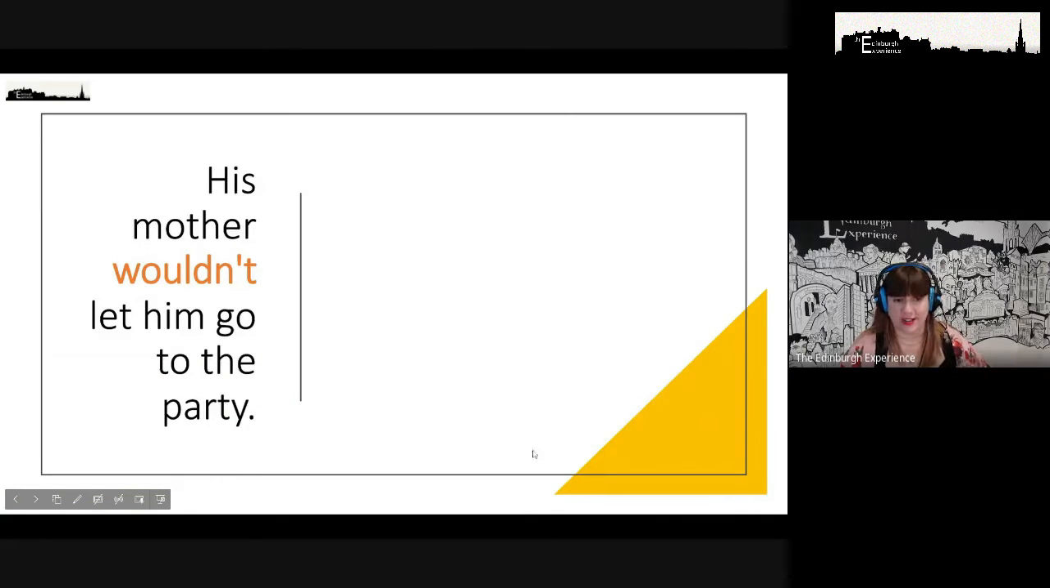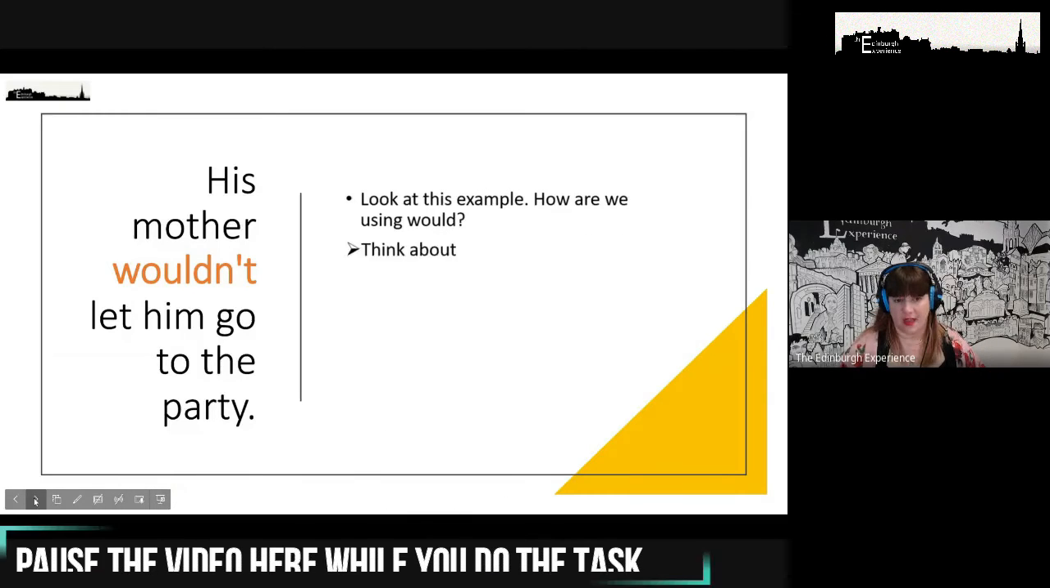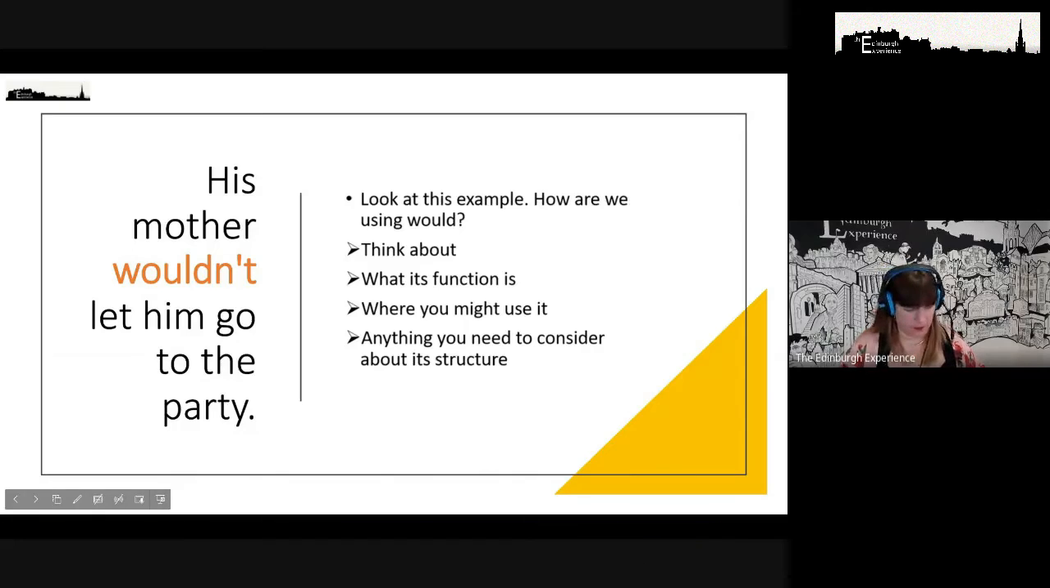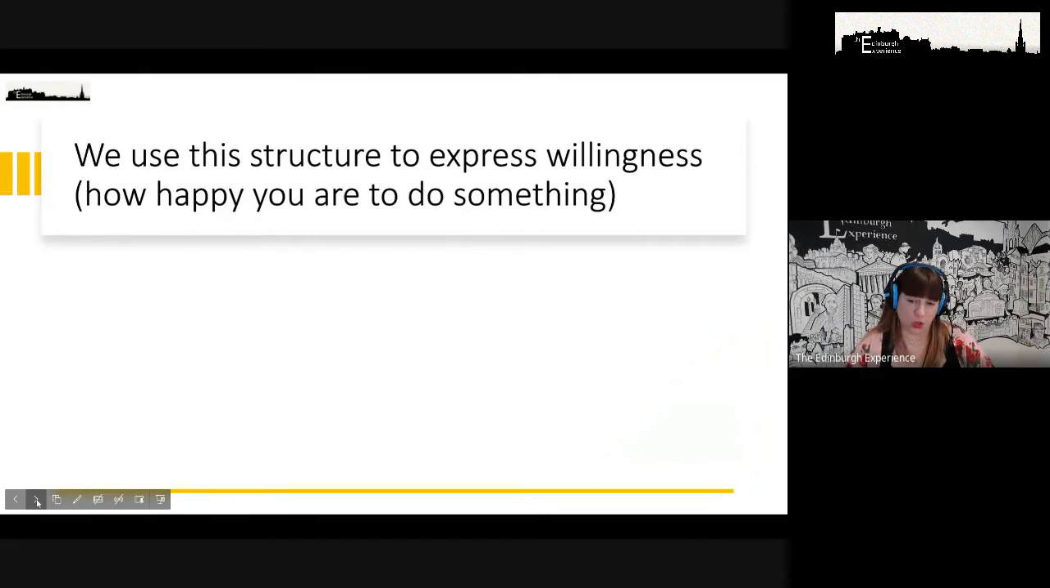Okay, next structure, his mother wouldn't let him go to the party, okay? So again, look at the example, think about what the function is, where we might use it, and anything we need to consider about its structure. So here we're using this to talk about willingness, right? So how happy you are for something, to let something happen, okay? So if you're willing for something to happen, you're happy to let it happen.